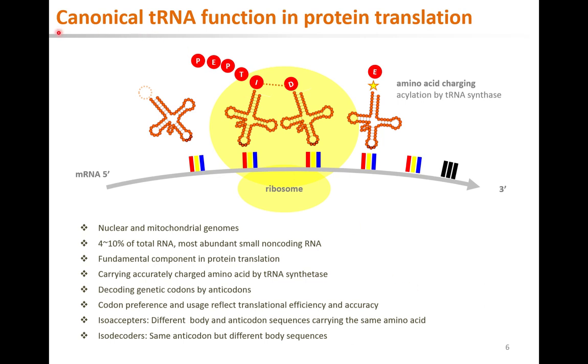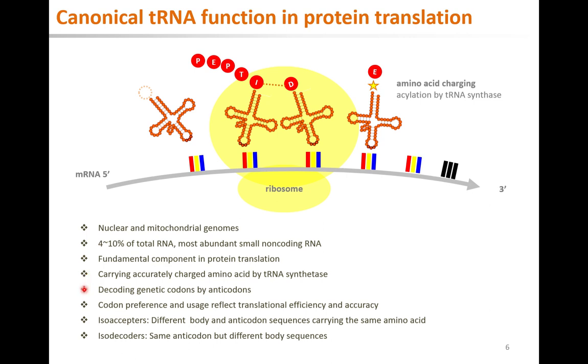The canonical function of tRNA is for protein translation. tRNAs are encoded in nuclear and mitochondrial genomes. tRNAs are the most abundant small non-coding RNA. About 4 to 10% of total cellular RNA is tRNA. tRNAs are the fundamental component in protein translation. They are accurately charged with corresponding amino acids by tRNA synthetases.